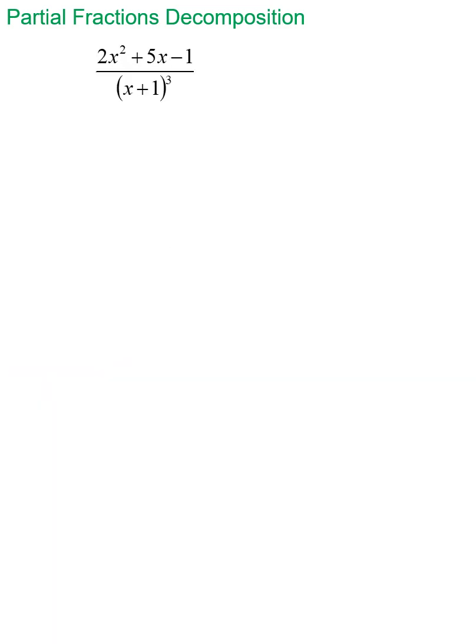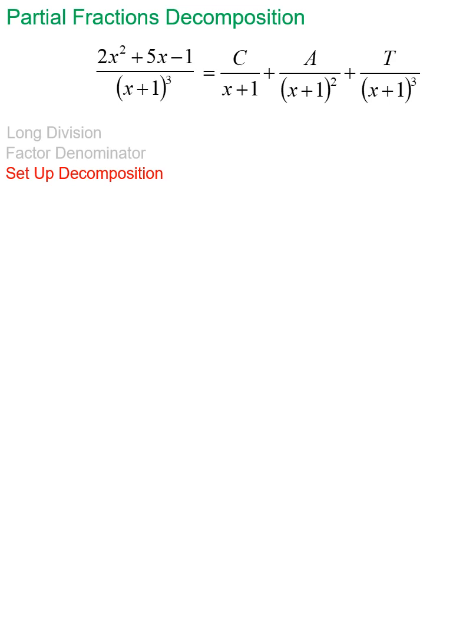Here's one more example. Notice this time the denominator has 3 identical factors, x plus 1 times x plus 1 times x plus 1. When you get 3 identical factors in your denominator, you have to set up your decomposition with varying powers of x plus 1. So you have to have a cubed, a squared, and a non-power or first power x plus 1 factor. Strange as that may seem, mathematicians have discovered this is how you have to set up powers of factors.